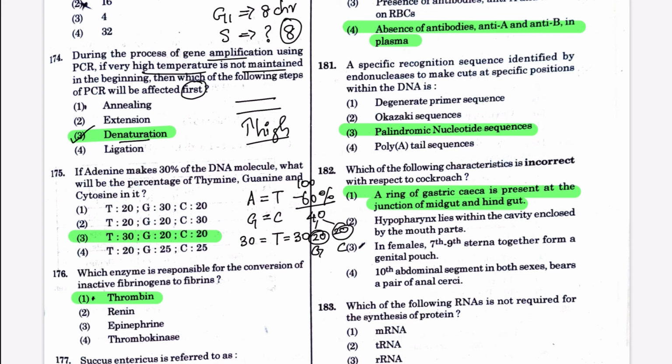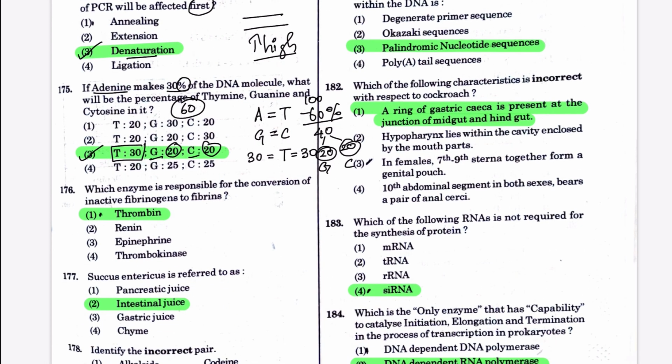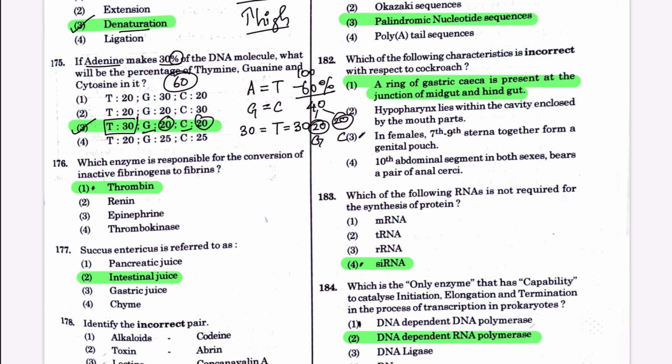I hope you are getting this question. So if adenine is 30, thymine would be 30. So 30 plus 30 would be 60. Since they are asking in terms of percentage, out of 100, just subtract 60, you will get 40. Divide this 40 into 2, since we have guanine and cytosine, so 20 each. So option 3.